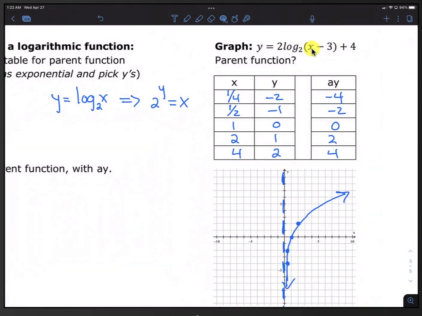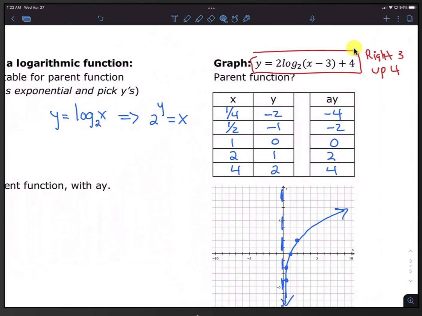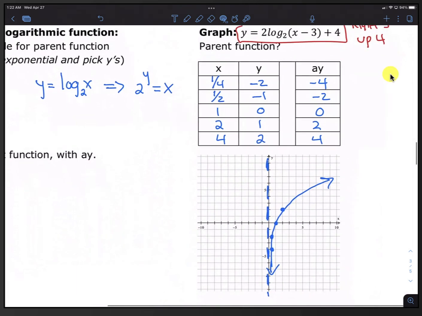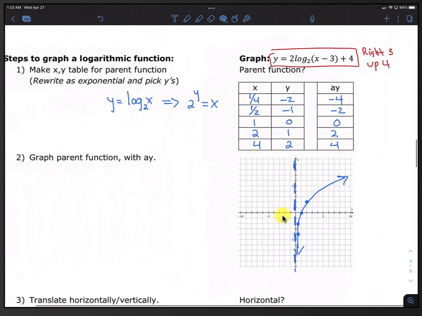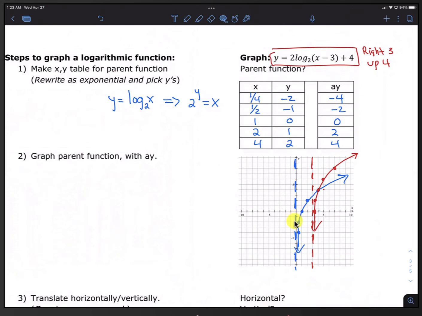In the equation, the x is being subtracted by 3, so that moves it to the right 3. And then the positive 4 moves it up 4. So the transformation is to the right 3 and up 4. So we'll just take everything on this graph and apply that transformation to it. After the transformation, the vertical asymptote moves to the right 3. So there's our new vertical asymptote. And then we moved all the points to the right 3 and also up 4. So that red curve is our final curve.